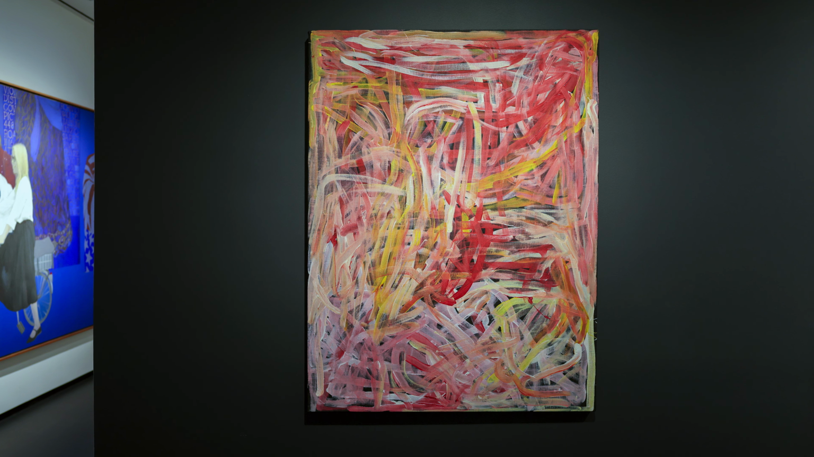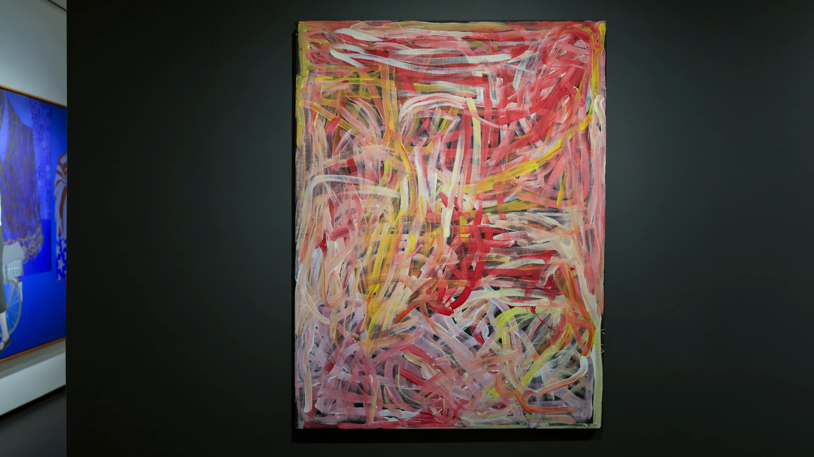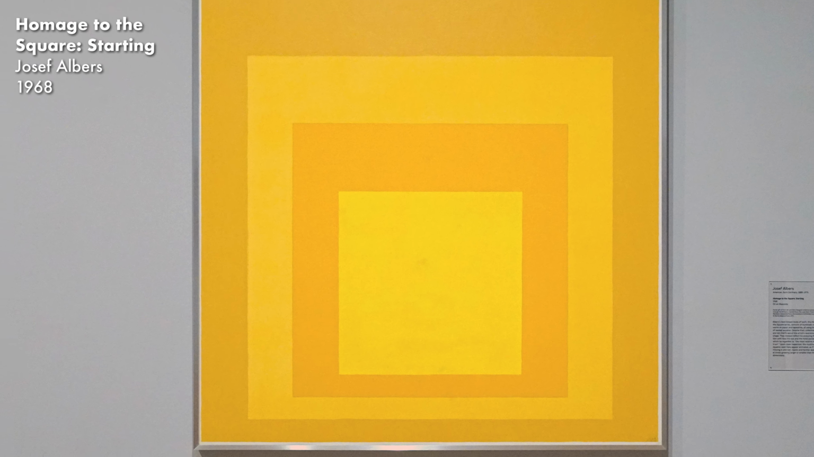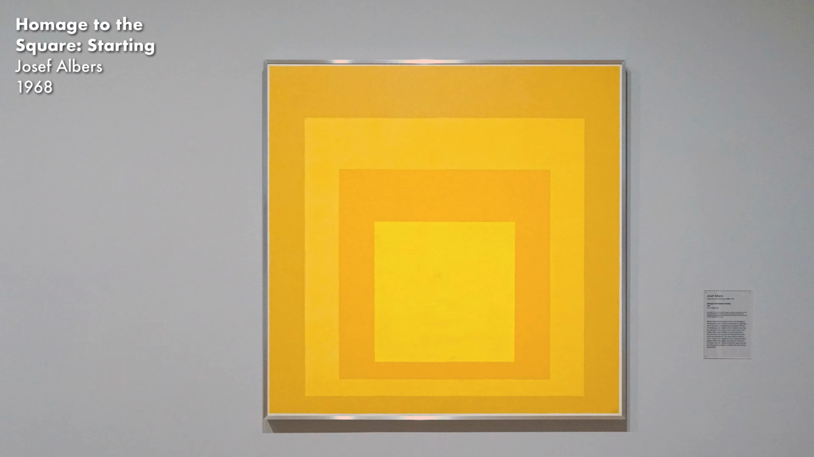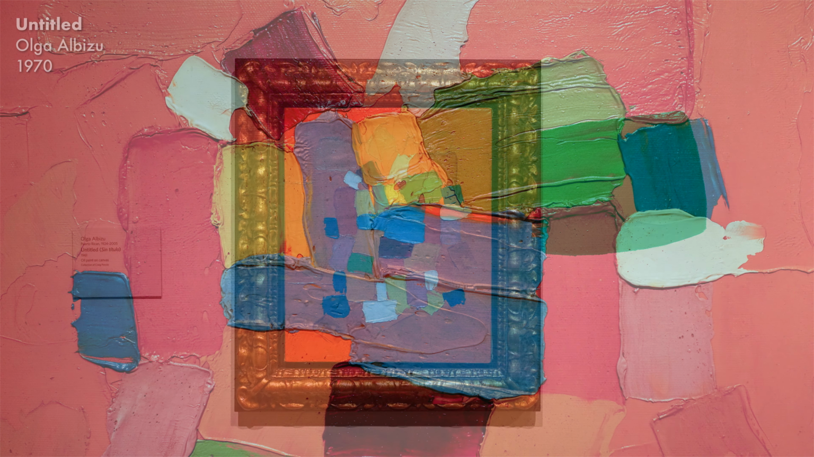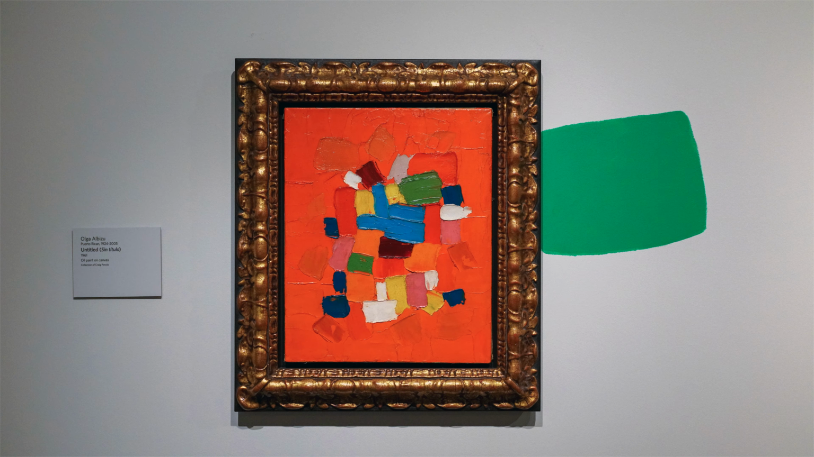Have you ever looked at a painting like this one and wondered what you are actually looking at? Perhaps you've encountered other art made of simple blocks or shapes like this image by Joseph Albers of yellow squares, or even denser canvases filled with overlapping lines, squares, and rectangles, similar to this painting by Olga Albizu. These are all examples of abstract art.